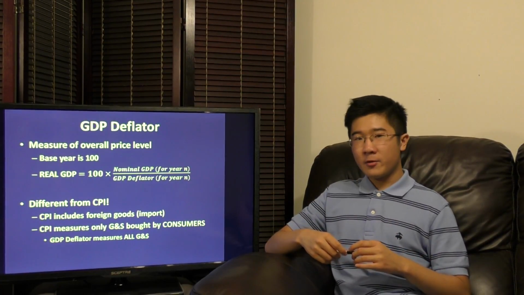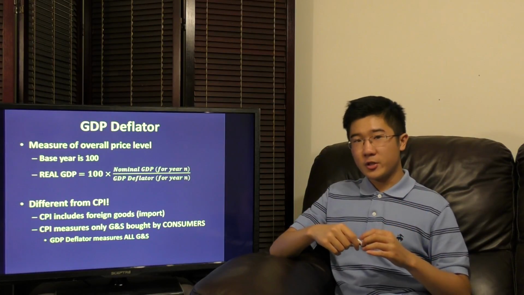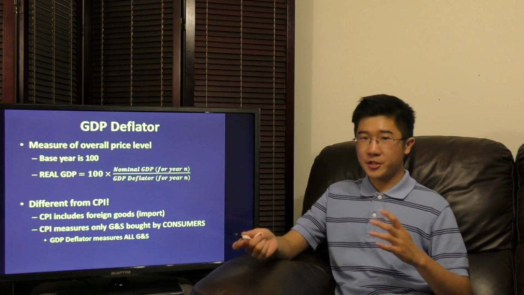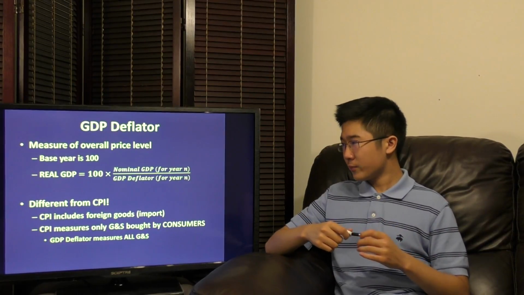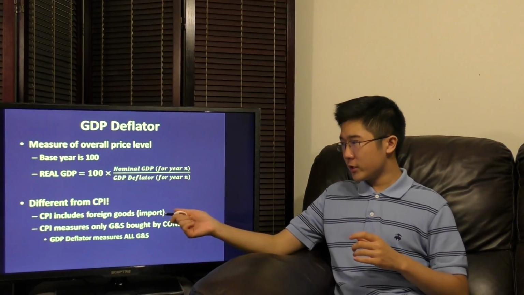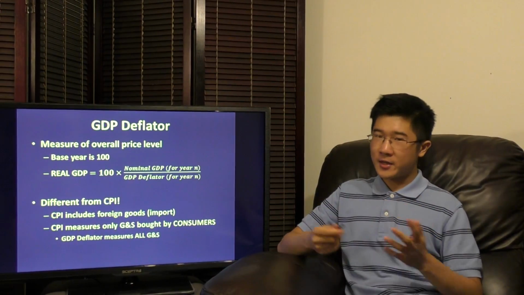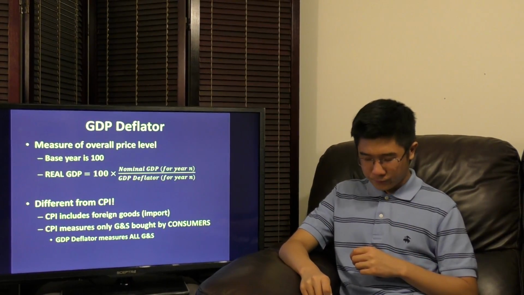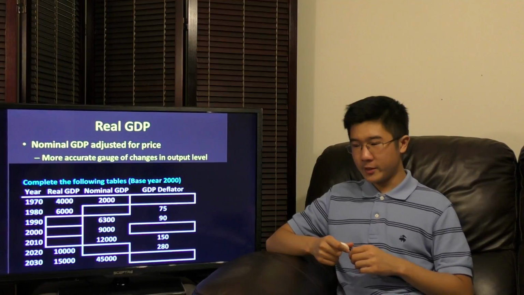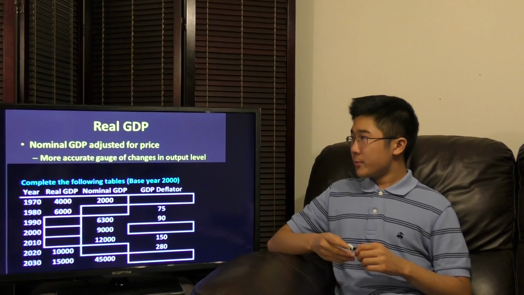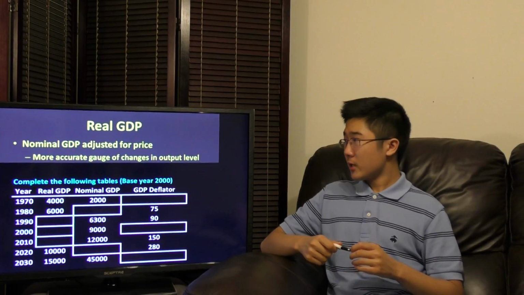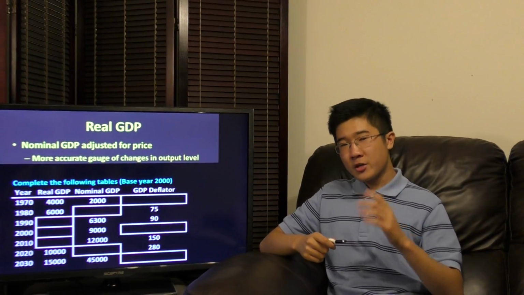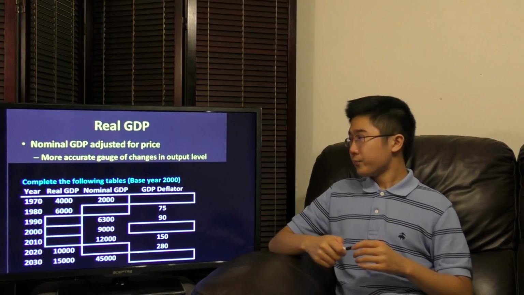But CPI solely looks at things from a consumer standpoint. As we know, GDP is not just consumer spending. It's also government spending, investment spending, etc. And CPI also includes foreign goods because they matter for consumers, and those are not included in GDP. So CPI is not the same thing as the GDP deflator. Now, real GDP, as we just mentioned, is nominal GDP adjusted for price, and so it solely measures our output level.